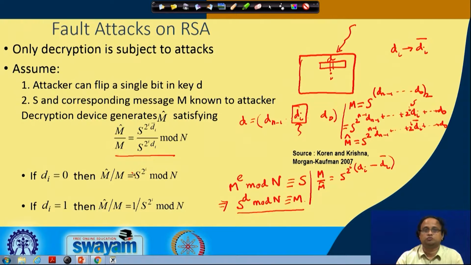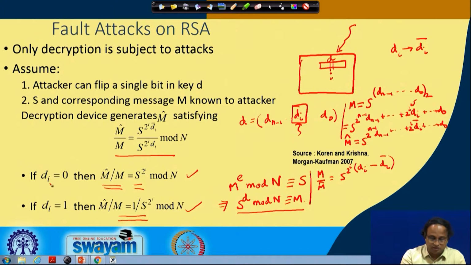So now there can be two possibilities. Di can be either 0 or Di can be 1. Note that the attacker can easily compute this part, that is the left hand part. The attacker also knows the value of S because it knows the cipher, and therefore it can check whether this equation is satisfied or whether this equation is satisfied.